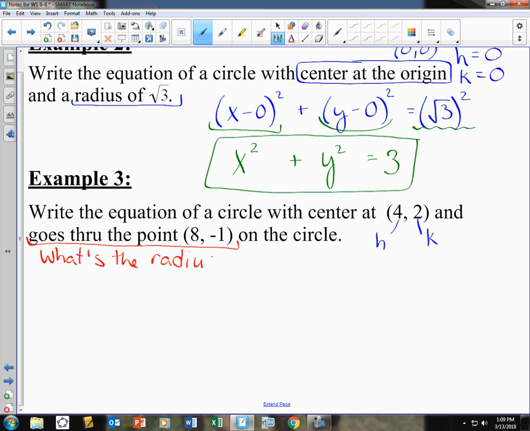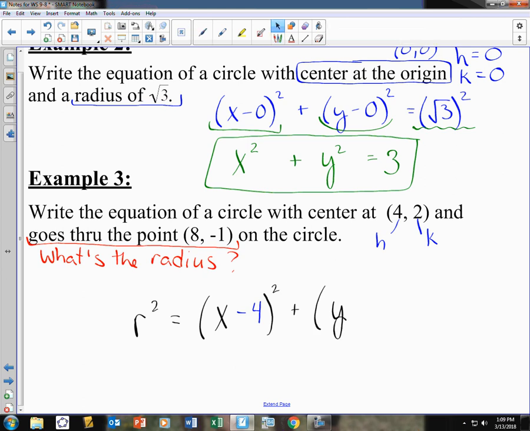All right, let's set up our equation with the pieces that we do know. Well, r squared, we don't know that, equals x, I can put in my h and k, so it would be x minus 4 quantity squared plus y minus 2 quantity squared. All right, so there's an equation that I know.